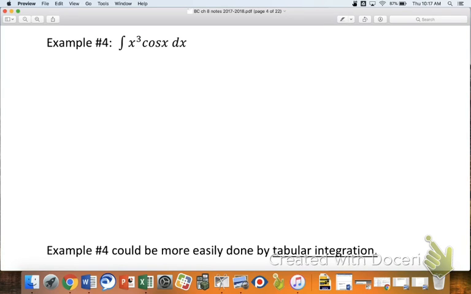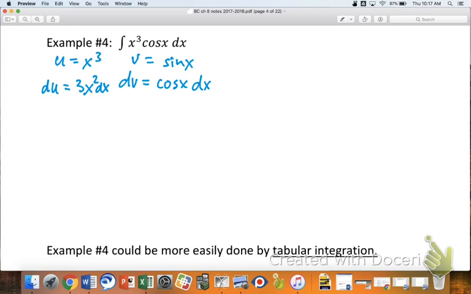Okay, so based on that, I would say that our u would need to be x cubed, and my dv would have to be all the other stuff. Brandon, your question? Just in general for transcendental functions, that's all the logarithms. Yeah, logarithmic, cosine, exponentials, inverse trig. Okay, so based on that, du would equal 3x squared dx, and v, nicely enough, would just be sine.